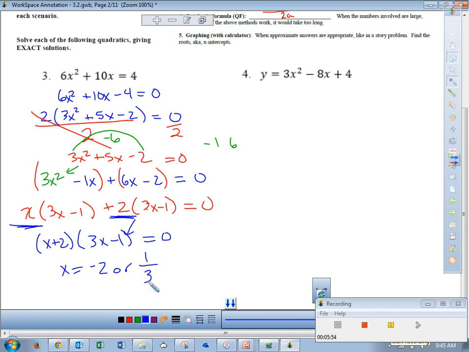Then we can stop doing the solution set if you want to save a little time, because we're kind of behind today. But realize you put them in a solution set. Awesome.